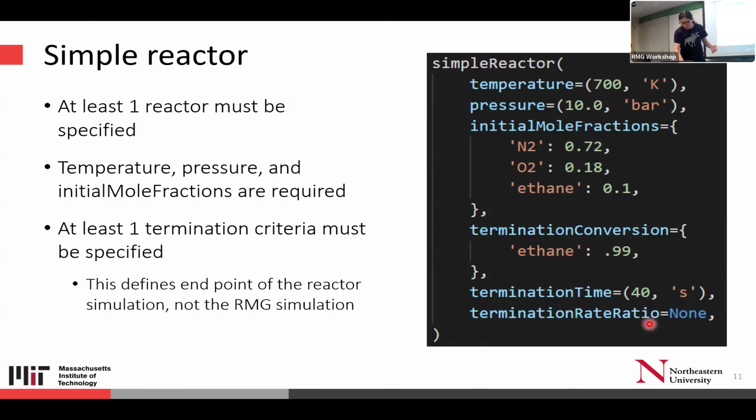And then termination rate ratio is where you look at, we'll talk about this, the characteristic flux. So when you do your reaction, at some point a lot of chemistry is happening, and then presumably at some point it reaches sort of a steady state. And so you've got that ratio of what was the most active chemistry compared to where you are now. And if you get to a point where the ratio is small enough that nothing is happening anymore, then it considers that to be done.